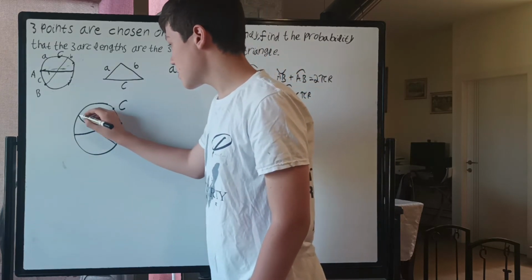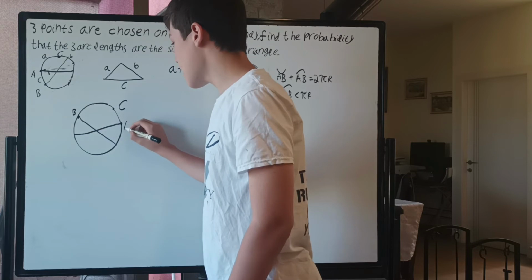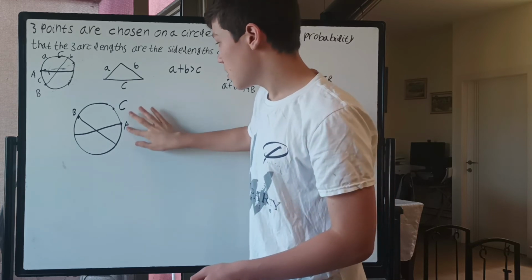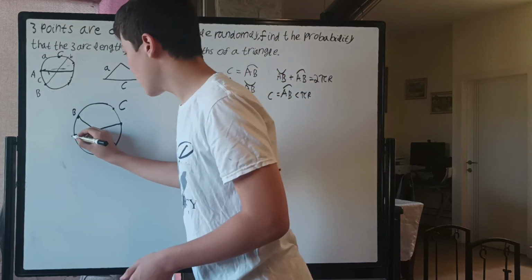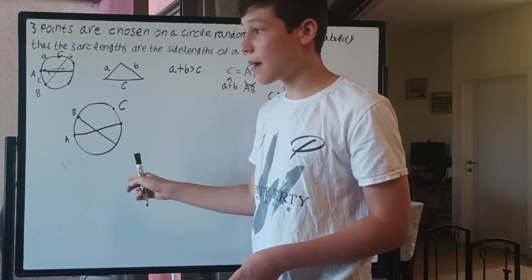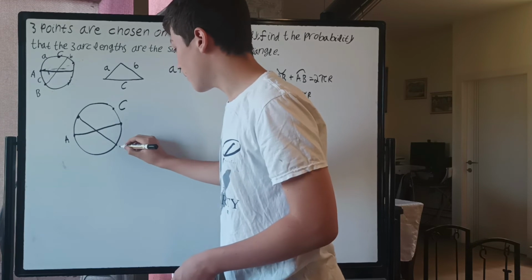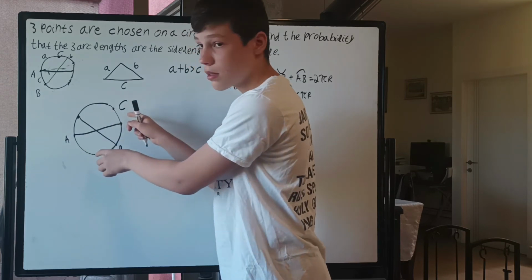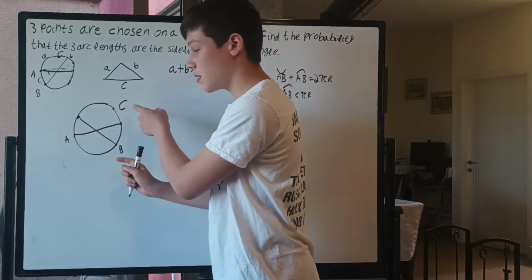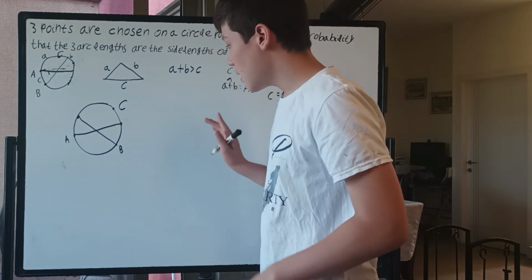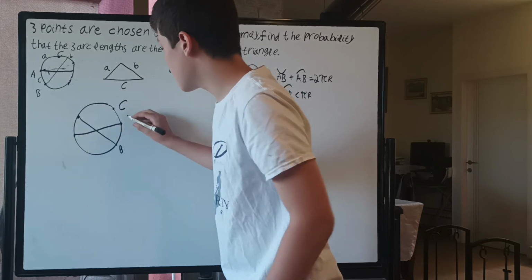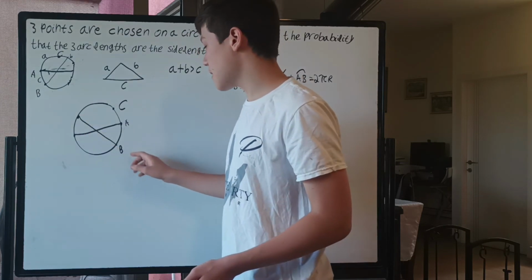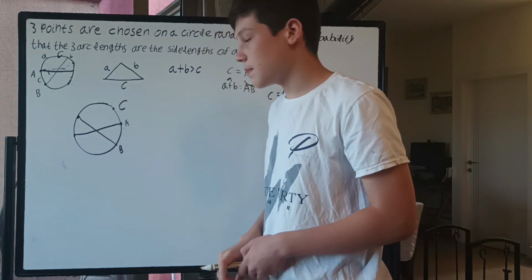So let's do this case. If this is B and this is A, we can see that on the diameter of B, A and C are on the same side. And if A is here, B and C are on the same side of the diameter of A. If A and B are here, this is totally fine. On the diameter of B, A and C are on different sides, and on the diameter of A, B and C are on different sides. And the final case is when this point is A and this point is B, and this doesn't work because on the diameter of B, A and C are on the same side.